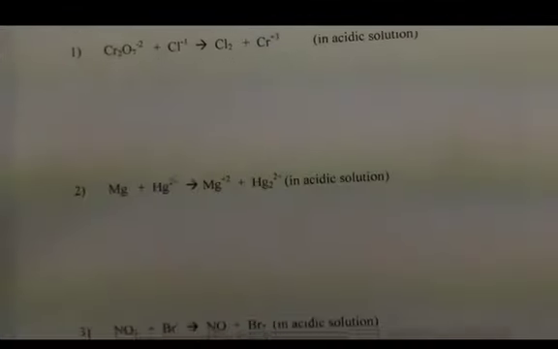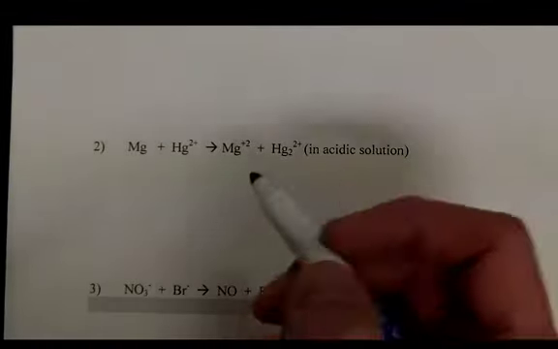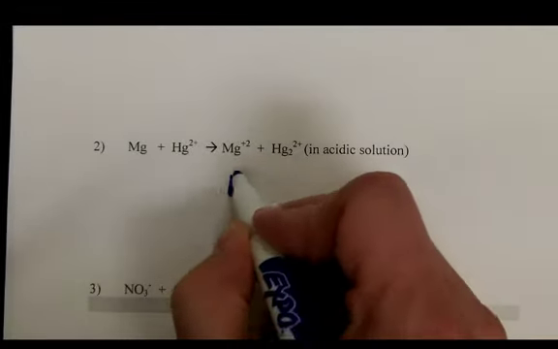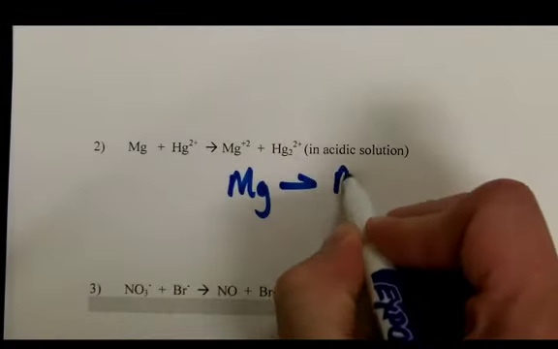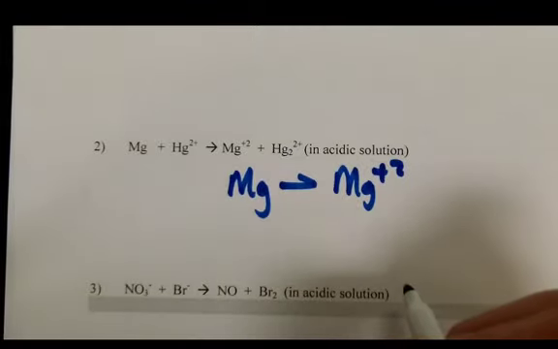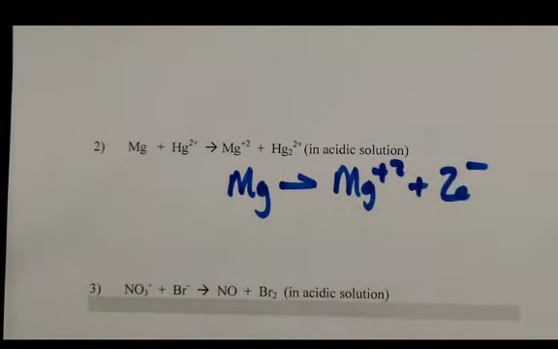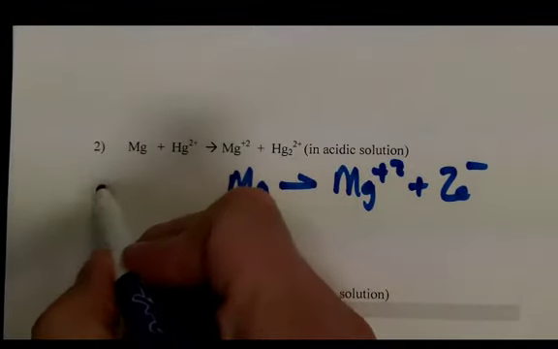Let's do one more easy one though. Let's do this in 2 separate reactions. I'm going to do the magnesium reaction first. Mg turns into Mg+2. The only way it can do that is by losing 2 electrons. That is called oxidation.